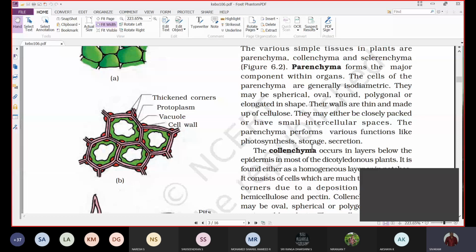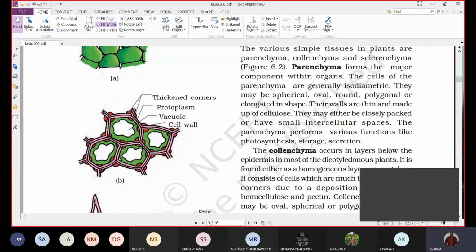Next, the parenchyma performs various functions like photosynthesis, storage, and secretion. For photosynthesis, it is the parenchyma which possesses chloroplasts. When you observe the leaf, the parenchymal cells possess a large number of chloroplasts and they perform photosynthesis.